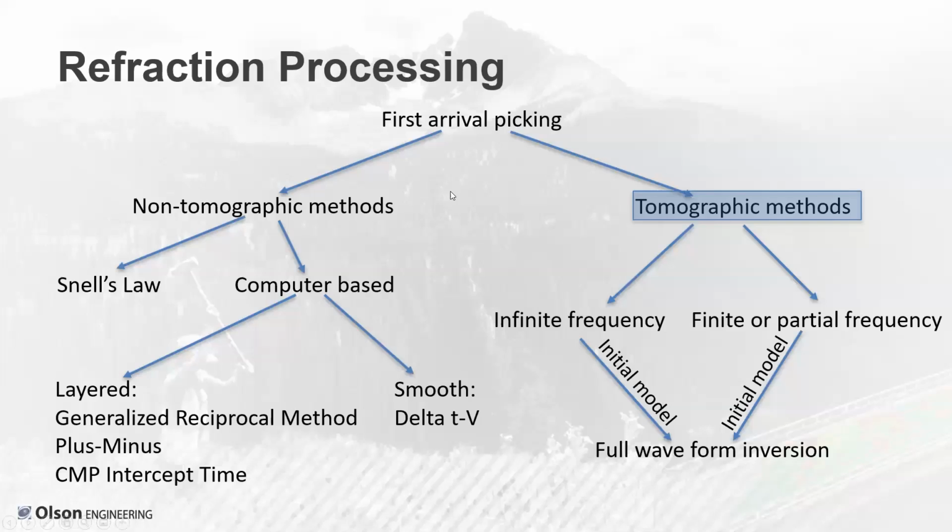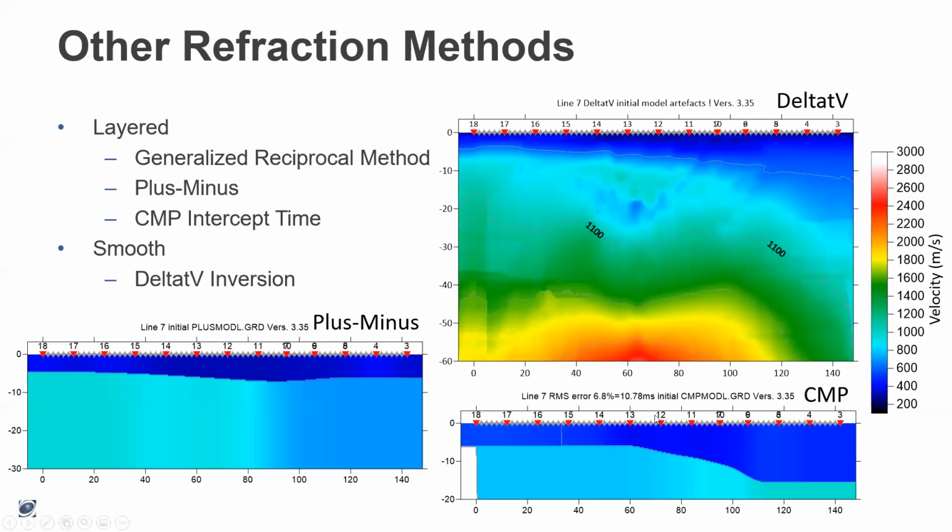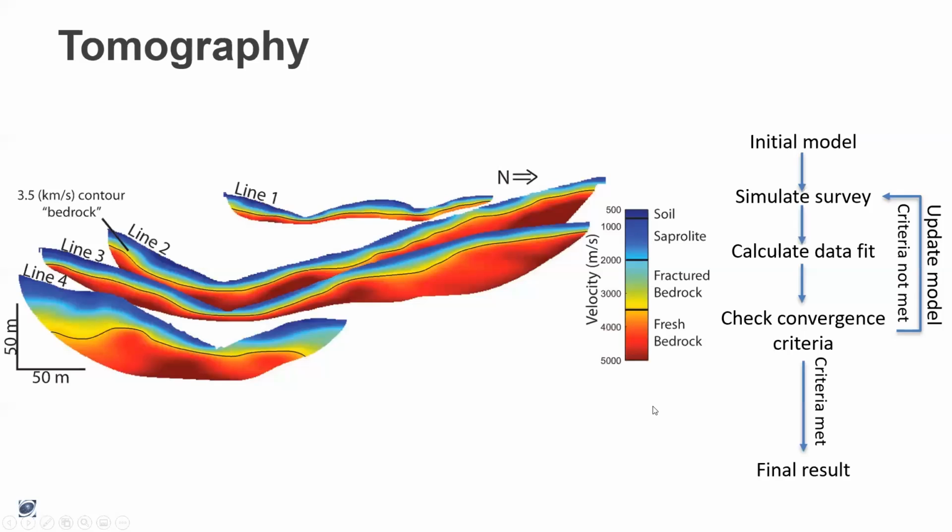So now we're going to spend some time talking about tomographic methods and what tomography is, and then we'll get into a little bit more detail about the various algorithms that are categorized as tomographic. So tomography in geophysics and seismic refraction is in principle the same tomography that they use in medicine. So a CT scan is computerized tomography using X-rays. Seismic refraction is almost the same thing using seismic waves.